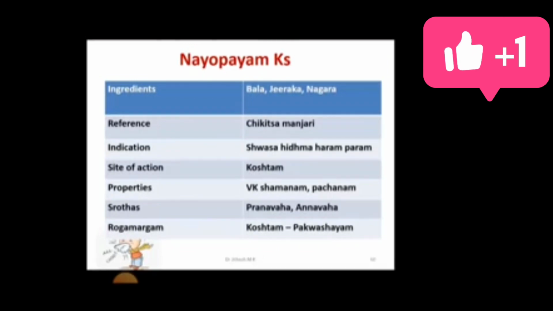Now we will see another condition, that is Nayopayam. Only three ingredients: Bala, Jiraka, Nagara. Reference is Chikitsa Manjari, Swasa Hikka Haram. These are the ingredients, again Bala, Jiraka and Nagara. Properties are Vata-Kapa shamana, Pachana. Srotas are Pranavaha Srotas and Annavaha Srotas.